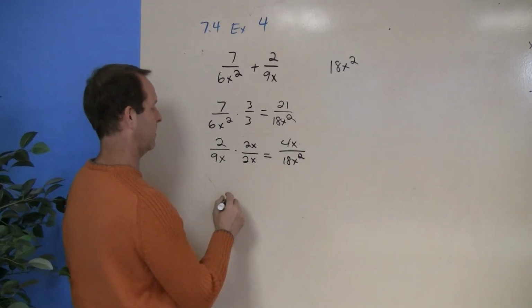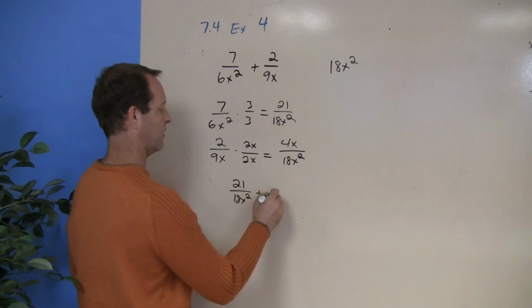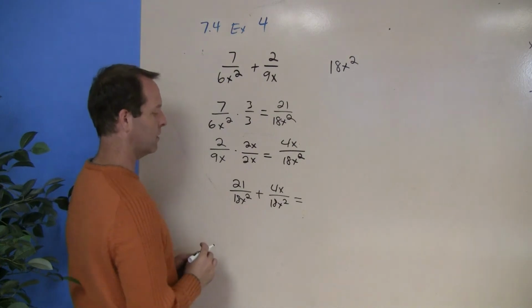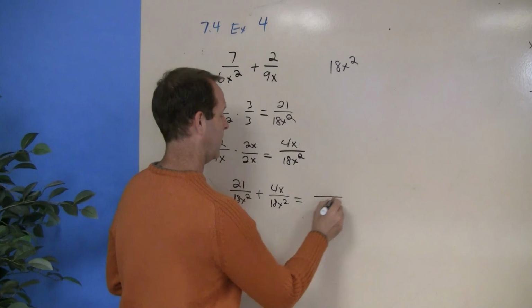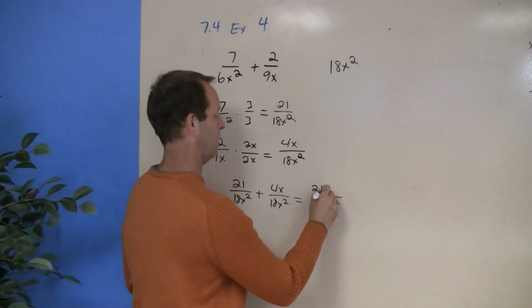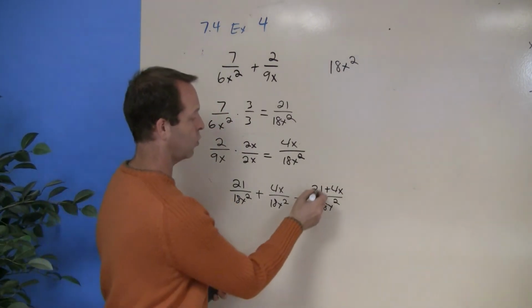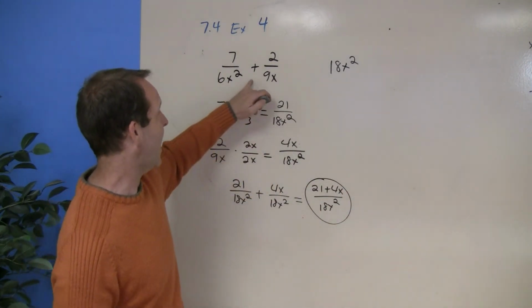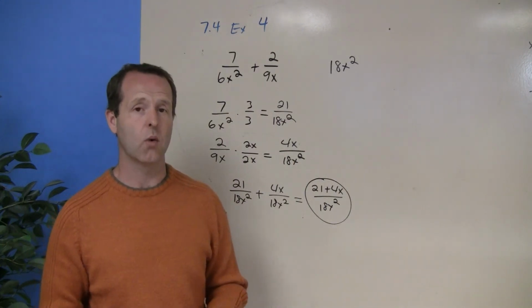So let's add these guys up. 21 over 18x squared plus 4x over 18x squared equals, denominators are the same, so I keep them, 18x squared. And the numerators, I add like terms, 21 plus 4x. There are no like terms, so I leave it in that form. So 21 plus 4x over 18x squared is my final solution to adding these two rational expressions. And in so doing this process, I had to use its lowest common denominator.